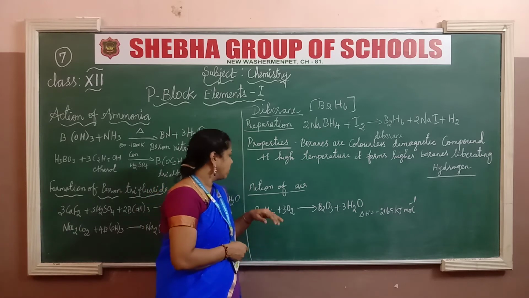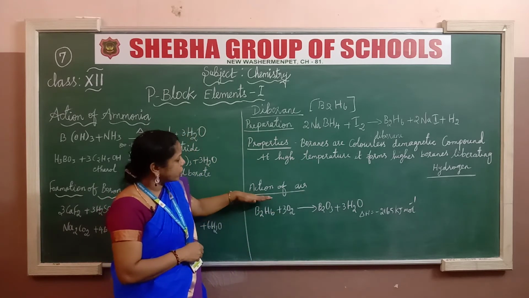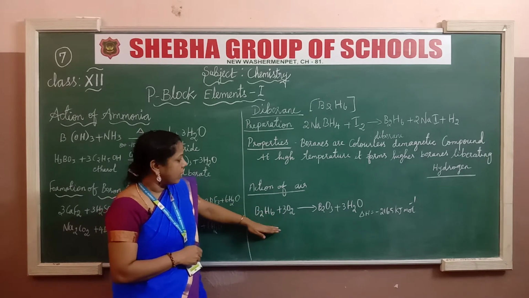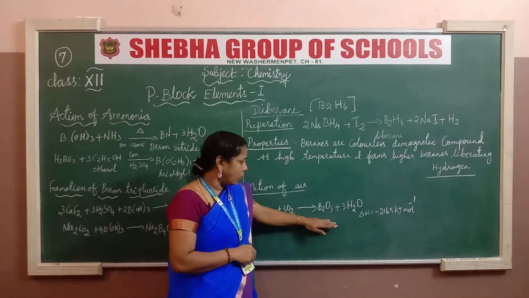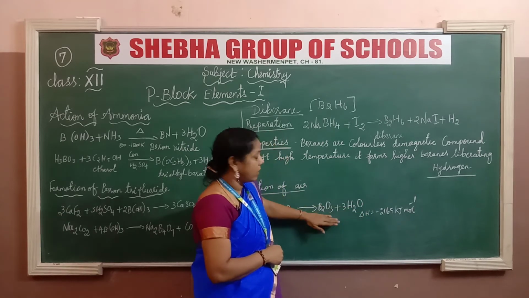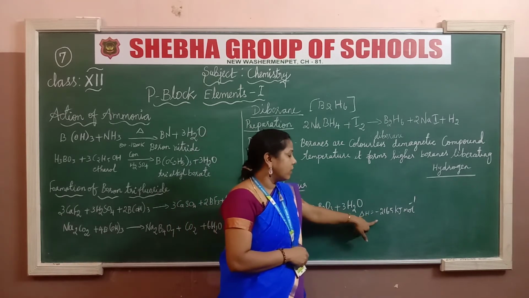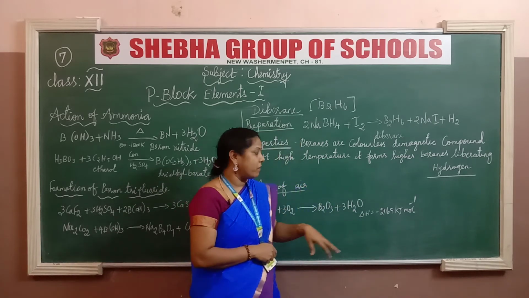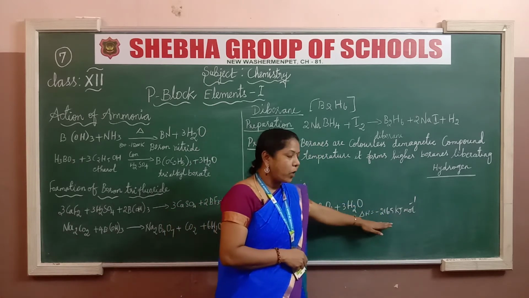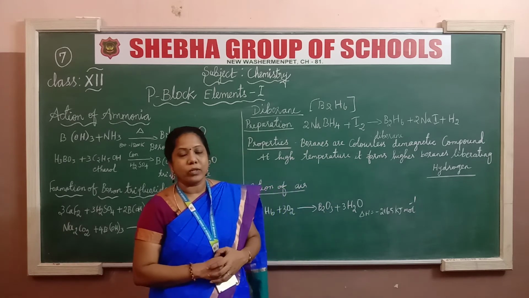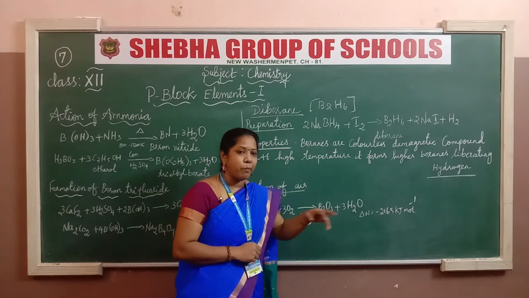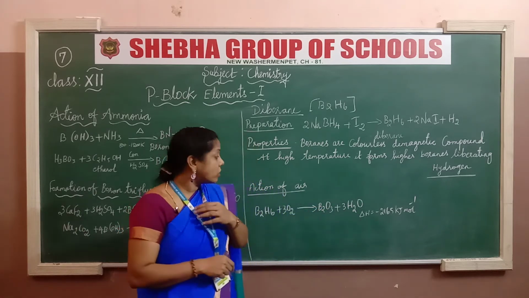Okay, and go for the action of air. In this action of air on diborane, B2H6 reacts with oxygen. We can get B2O3 along with water molecules. The enthalpy of the boron trioxide formation is minus 2165 kJ mol minus 1. The minus sign indicates the possibility of the reaction. I already explained this in the first lesson, metallurgy. If the sign of enthalpy is minus, the reaction is possible.